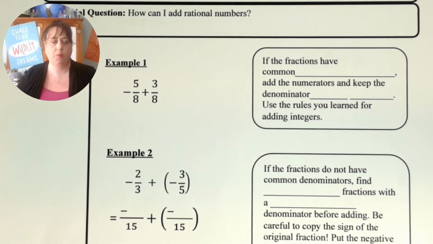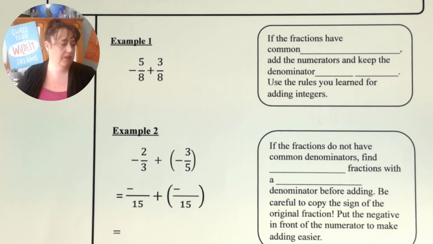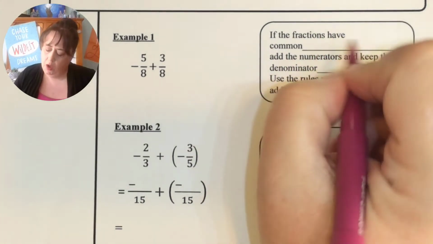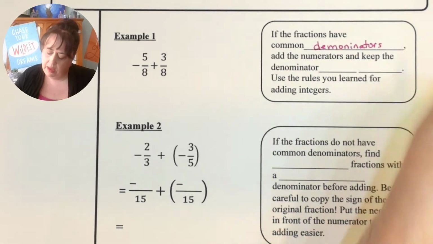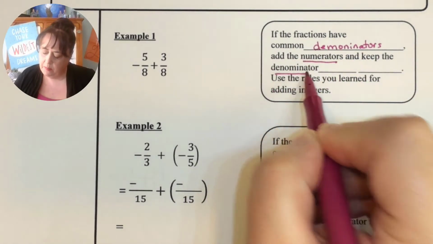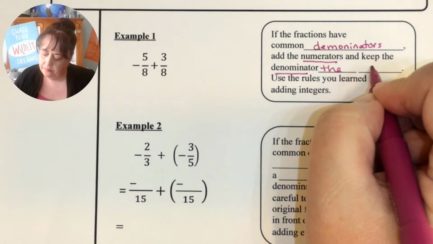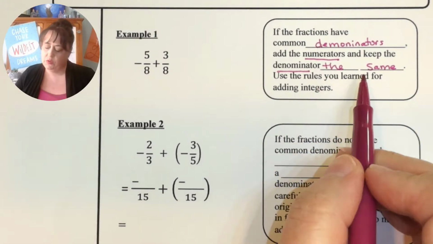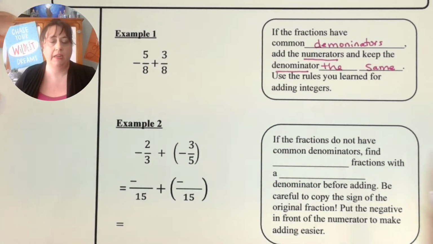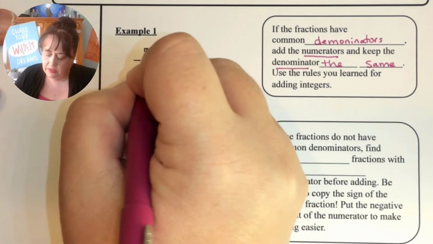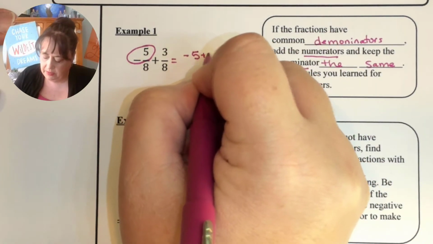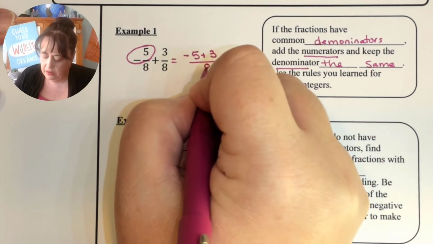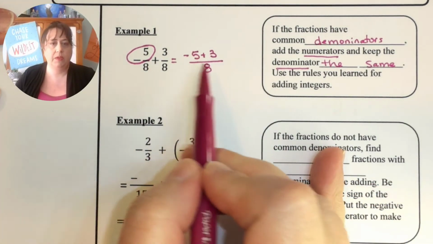So let's look at example number 1. We have negative 5/8 plus 3/8. So if the fractions have common denominators, add the numerators and keep the denominators the same. Use the rules you've learned for adding integers. So I like to rewrite it. Make sure you keep that negative with the 5. So you have negative 5 plus 3 all over 8. And so we use those rules.